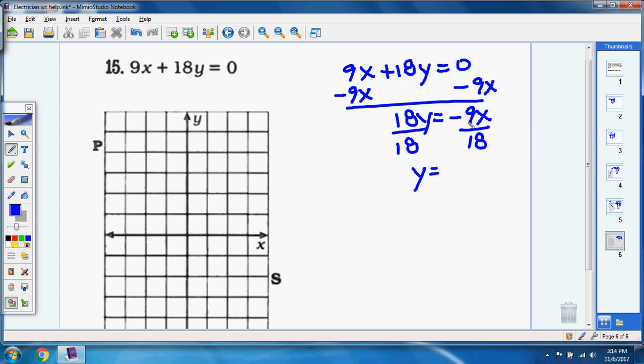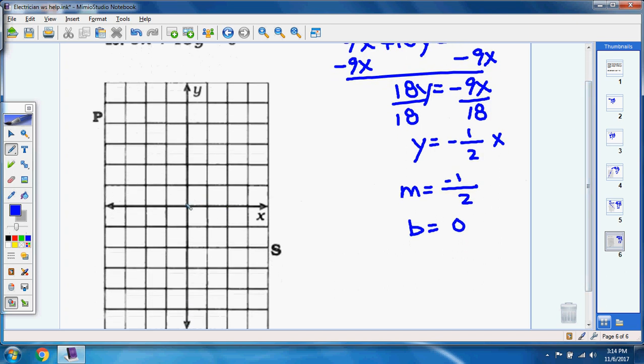Y is equal to, it's going to be a negative 9 and 18 can both be divided by 9, so it's -1 over 2x. So my m, my slope is -1 over 2. And my b is really that 0 that I had at the beginning, because there's nothing that was there. So my starting point, again, is at the origin.